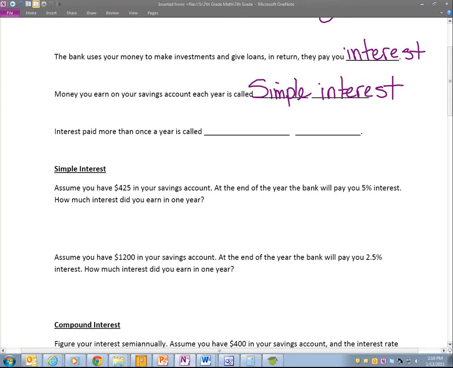It's in the office. Interest paid more than one time a year is called compound interest. Now, compound interest is the one where the money that you earned with interest is added and used to earn interest again. And more often as well. So this one's kind of like a snowballing one. It's kind of like snowballing interest.